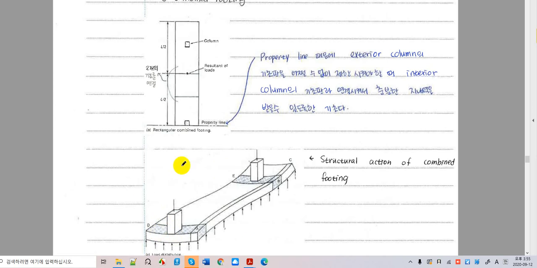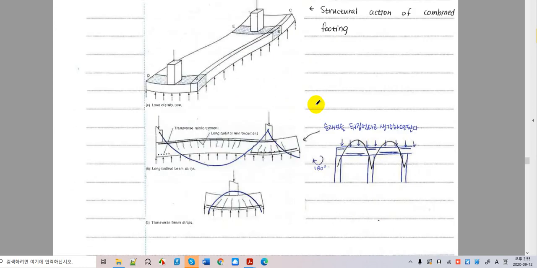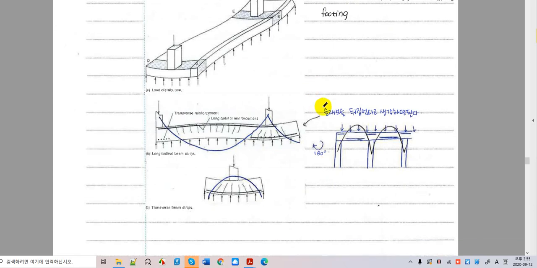All right, this is called a combined footing. A combined footing is treated like continuous beams or continuous slabs. If you remember, this is a normal slab or continuous beam, and this is its bending moment diagram. According to this bending moment diagram, we need rebar at the top where we have negative moments, and we need rebar at the bottom of the section where we have a positive moment, right?